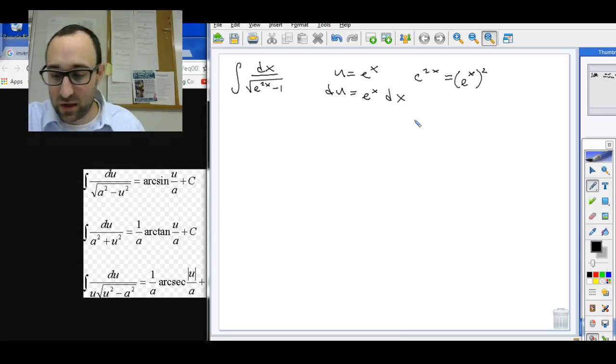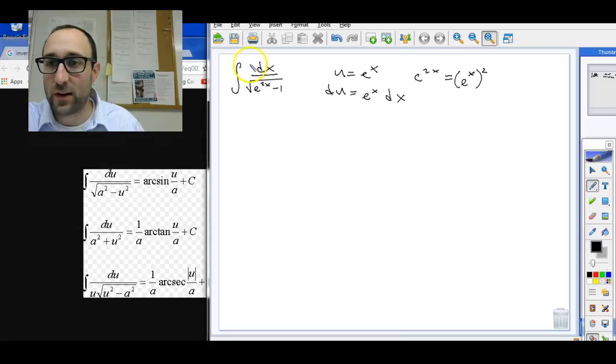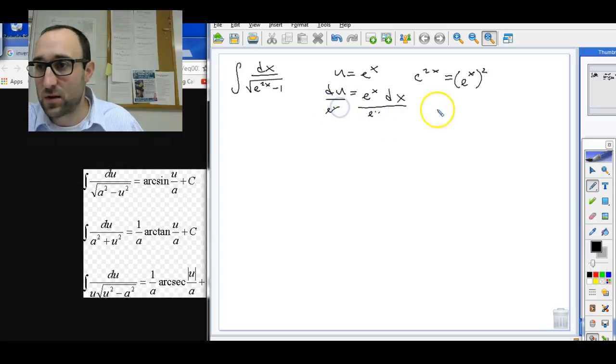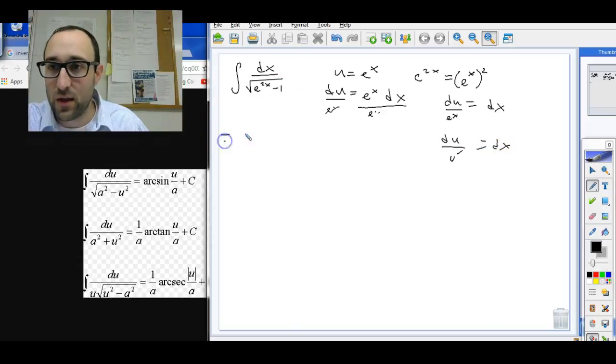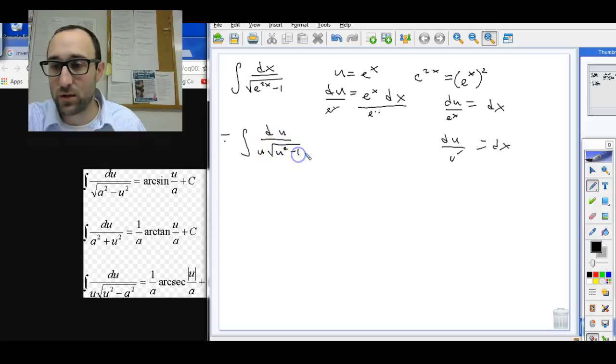So if I want to figure out what this dx is, why don't we just divide by e to the x. Then du over e to the x equals dx, and that's really just the derivative of u, so we can say du over u prime equals dx. Now, after all that work, we can rewrite this as the integral of du over u times the square root of u squared minus 1.